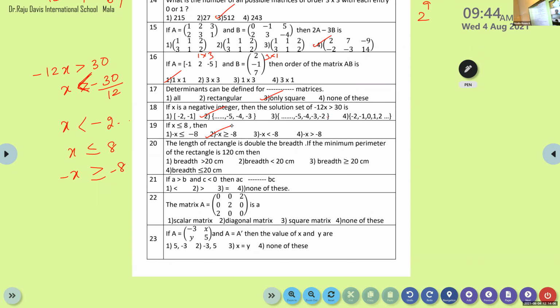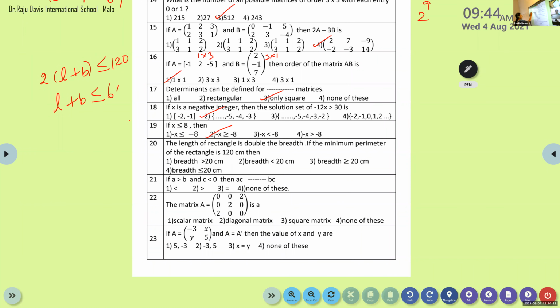Then, 20th one, the length of a rectangle is double the breadth. So, the perimeter is 120. Minimum perimeter is 120. So, 2 into L plus B is less than or equal to 120. So, we can write L plus B is less than or equal to 60. Now, length is given double the breadth. So, 2B plus B is less than or equal to 60. So, 3B is less than or equal to 60. So, breadth will be less than or equal to 20.